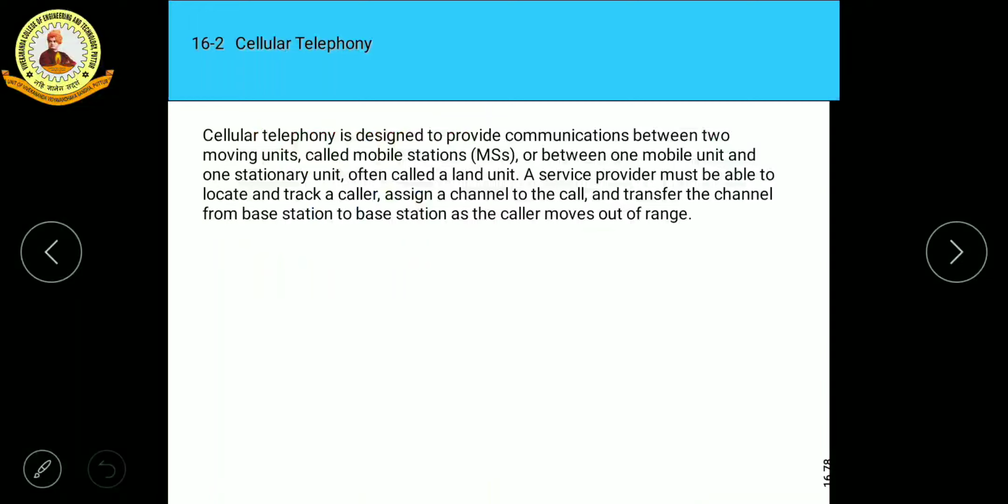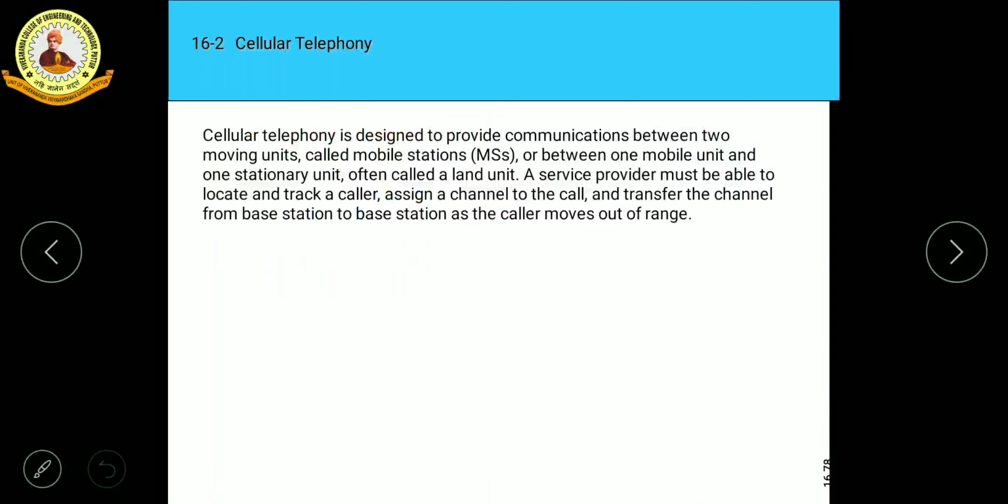So what is cellular telephony? Cellular telephony is designed to provide communication between two moving units. These moving units are called mobile stations. Or between one mobile unit and one stationary unit. It may be two mobile stations, or one mobile unit and one stationary unit, often called a land unit. Here the stationary unit is called a land unit.